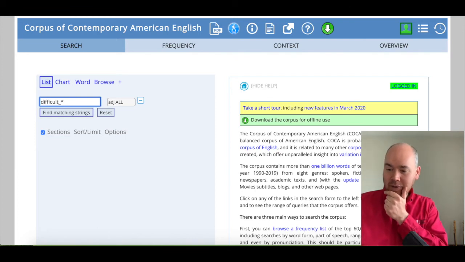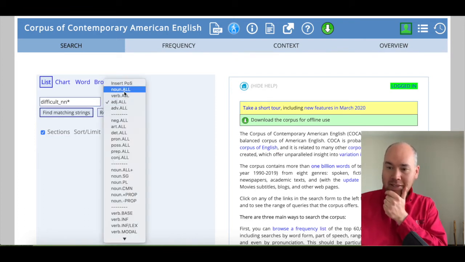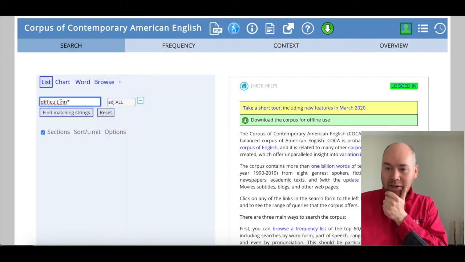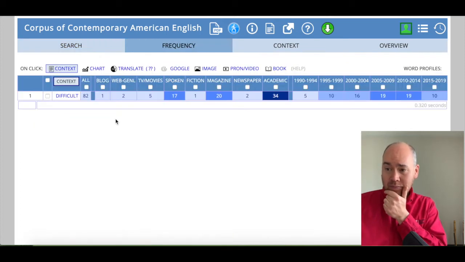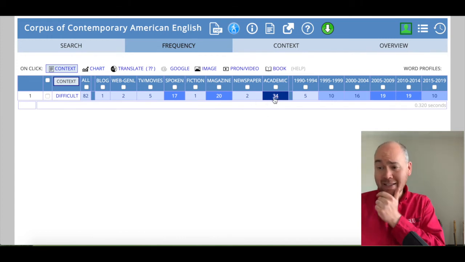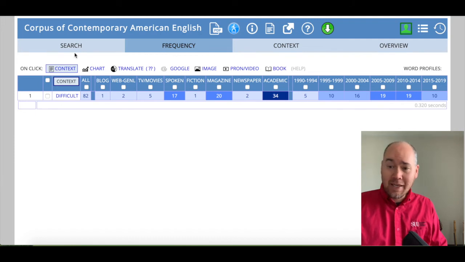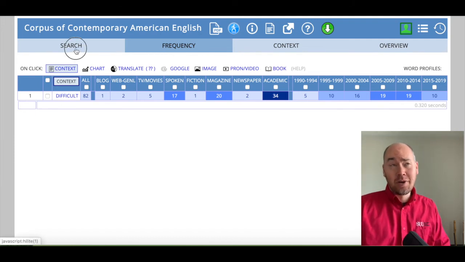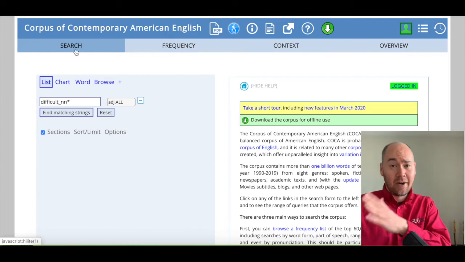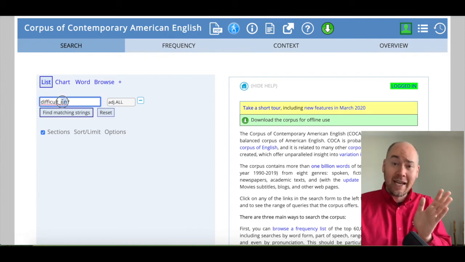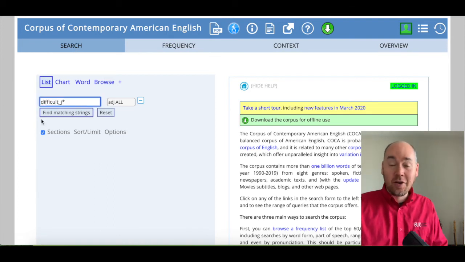If I look for difficult as a noun, so that's the noun tag, but I just typed it. Let's see what I get. Difficult as a noun has 34 hits in academic, but very, very low overall. Again, this is out of 1 billion words, right? So that tells me the word that I wasn't sure whether it's a noun or an adjective, in this case, it was an adjective, right? And I can use COCA to check that.